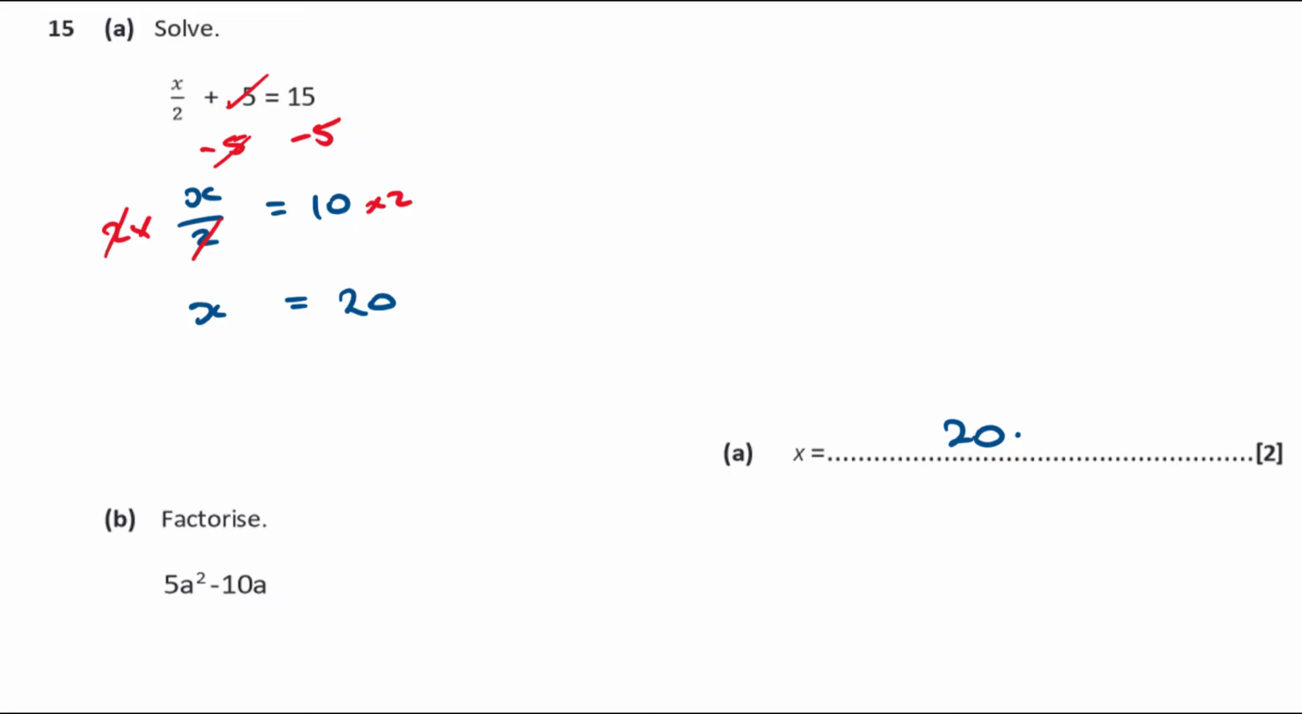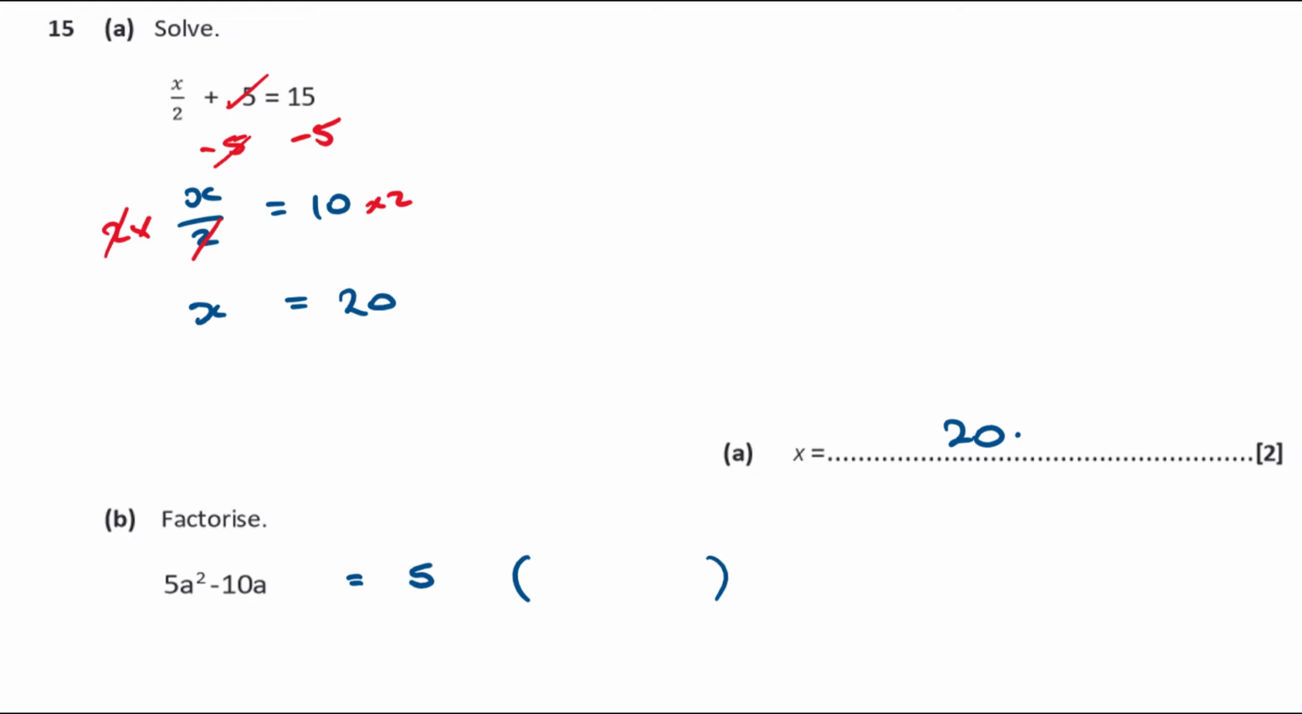Now part B says factorize 5a squared minus 10a. Now just take care here, because there's actually more than one factor. Factors are numbers that divide into both terms. You can see I've got 5 and 10. 5 has factors 1 and 5, 10 has factors 1, 5, and 10. So the common factor is going to be 5, so I'm going to bring 5 out of the bracket.